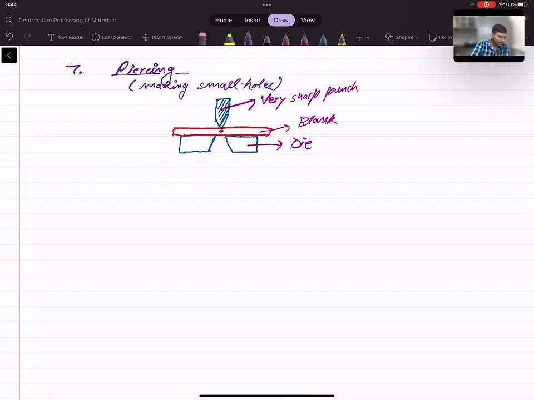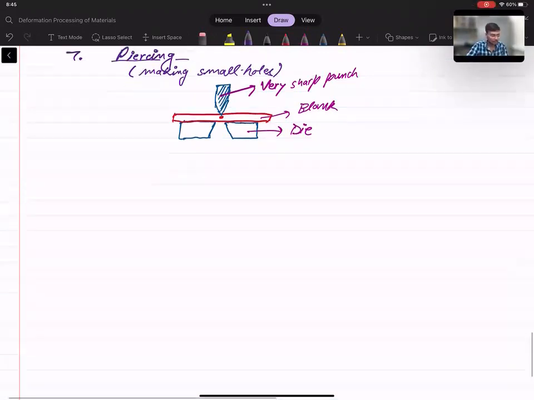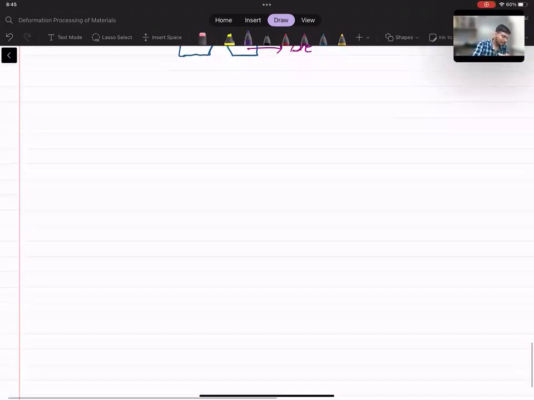Now the next process is, actually these are not bending or stretch forming processes. These are a separate class of processes, but since we had not discussed them, we are keeping them here. These are a sort of forging operations, because here we are using punches like we were using in case of forging.